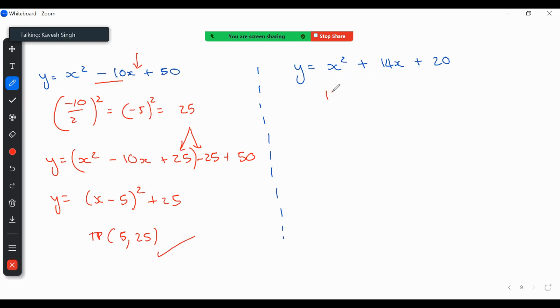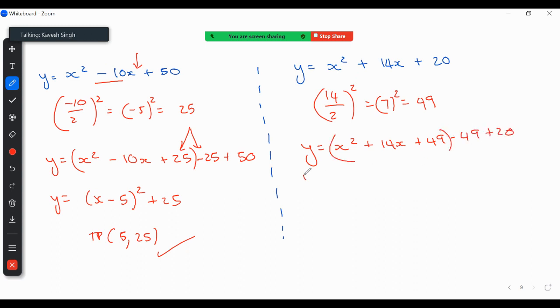Okay, good. And then if I've got 14 over 2 squared, it becomes 7 squared, which is equal to 49. And so y equals x squared plus 14x plus 49 minus 49 plus 20. Group the first three terms, and it becomes x plus 7 squared. Minus 49 plus 20 is minus 29. And so the turning point would be negative 7, negative 29 for this one. And we're done there.